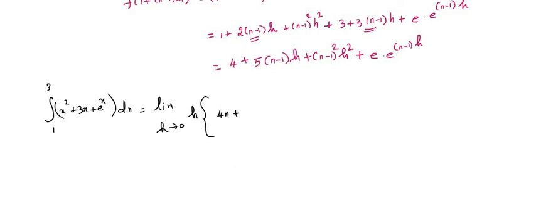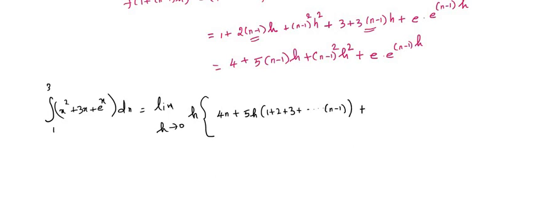Next, similarly, the h term. What will we get? The first term is 5h, next 10h, next 15h. Like this, up to 5(n minus 1)h. Therefore, this 5h can be taken out. If I take it common, I will be getting 1 plus 2 plus 3 till the last term, which is n minus 1.